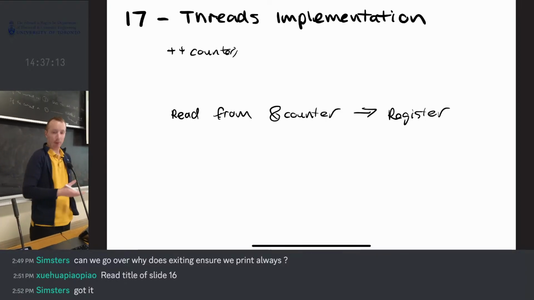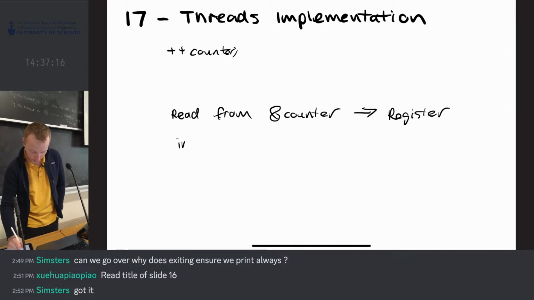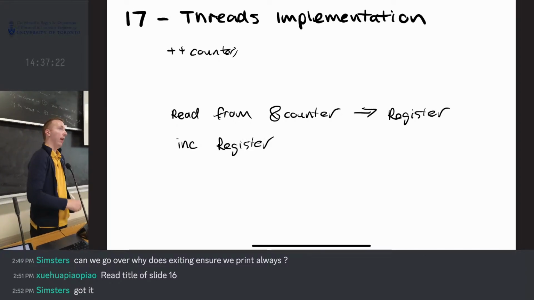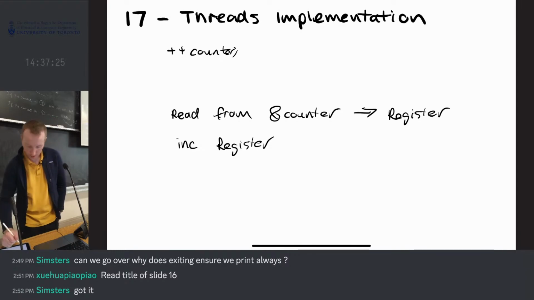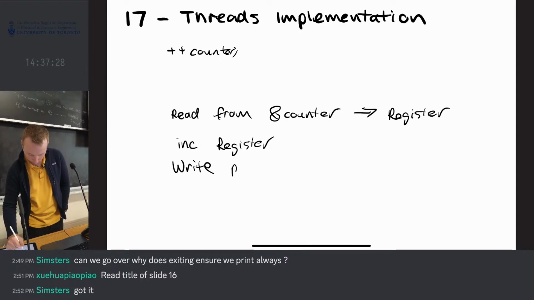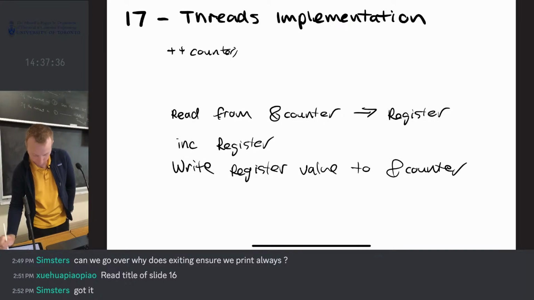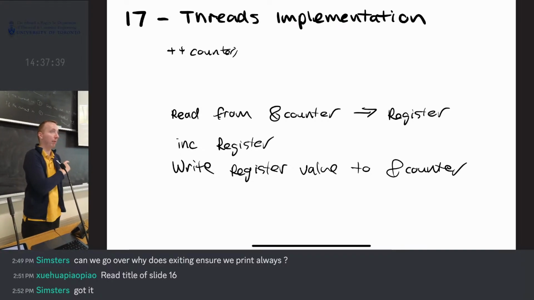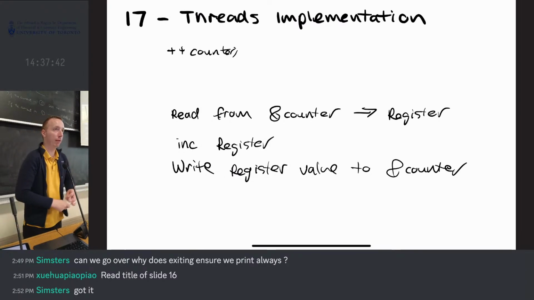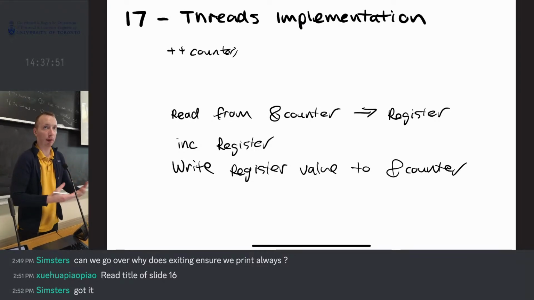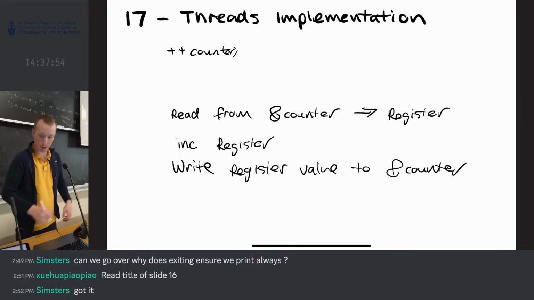And then the next thing it would do to implement plus plus counter is increment that register, whatever it happened to be. And then the final step, if it's a global variable, it would have to write the register value to whatever the address of the counter was. So there's actually 3 steps for that plus plus count. I have to load the value from memory, put it in a register, increment the register, and then write that new updated value back to update that global variable.